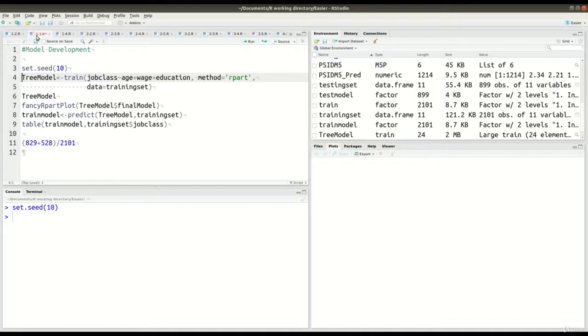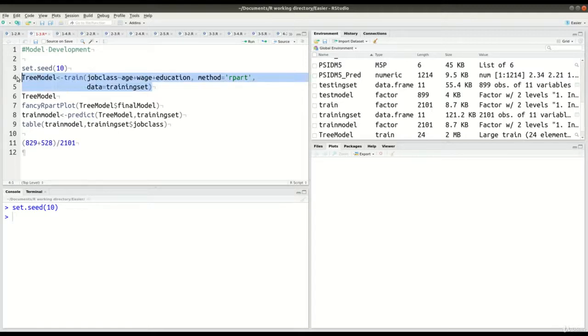What the train function is going to do is take our training set and develop our actual decision tree. And so remember, we're trying to predict job classification based on age, wage, and educational level. And we're using, of course, the rpart algorithm in this particular example.